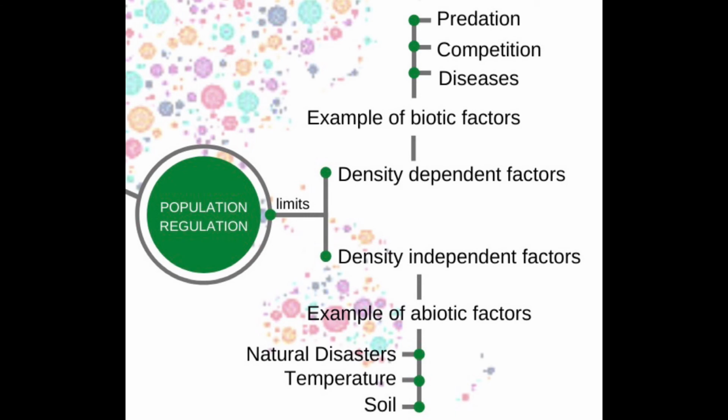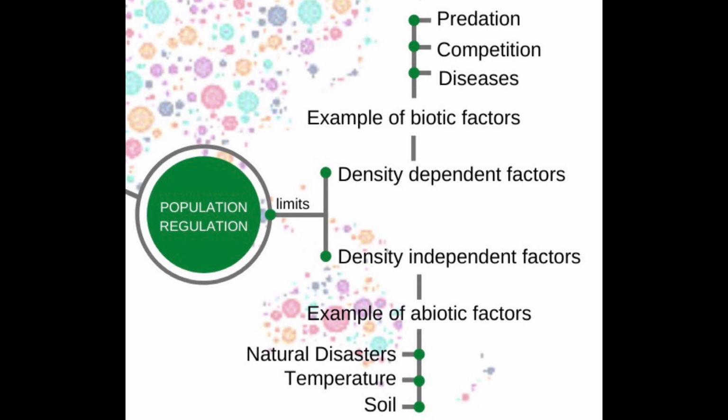Nakakaapekto rin ang predation, both sa population ng prey and sa predator, which means mayroong negative feedback mechanism ang environment. Nagkakaroon din ng decline sa population dahil sa competition for food or resources. Kapag masyado ng maraming individuals sa population, ito yung mga ways to regulate and maintain the limit para hindi lumampas sa carrying capacity. And lastly, we have the abiotic factors or the density-independent factors.